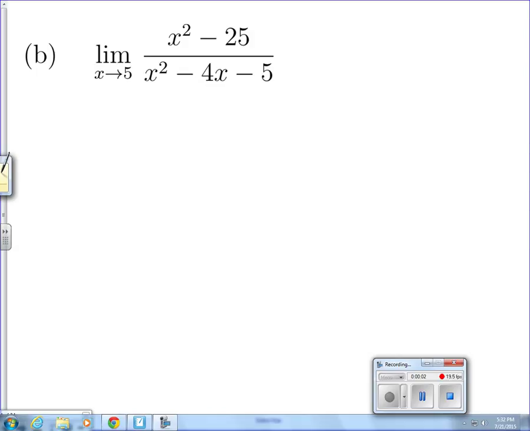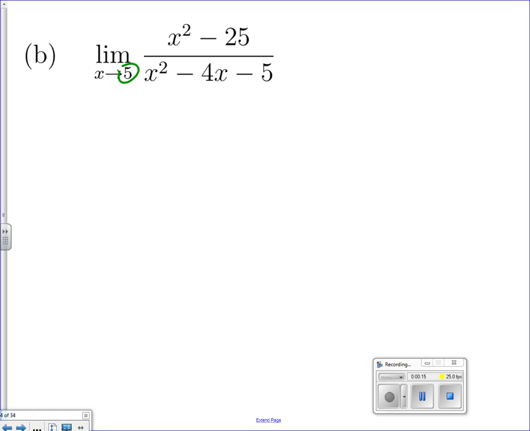Here we are at problem 3b. We're trying to find the limit as x approaches 5 of this particular function. Now, if we were to try what we used in 3a, that direct evaluation by substituting in this value, 5, into the function, let's go ahead and show what would happen.